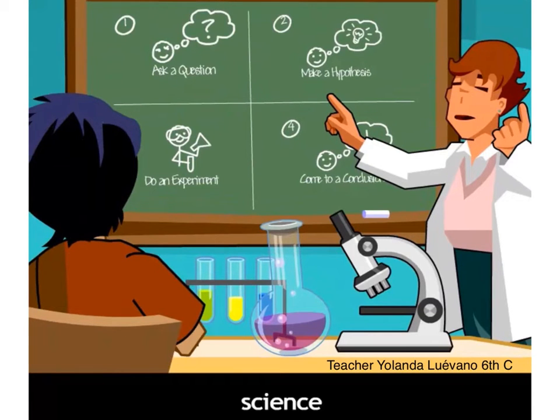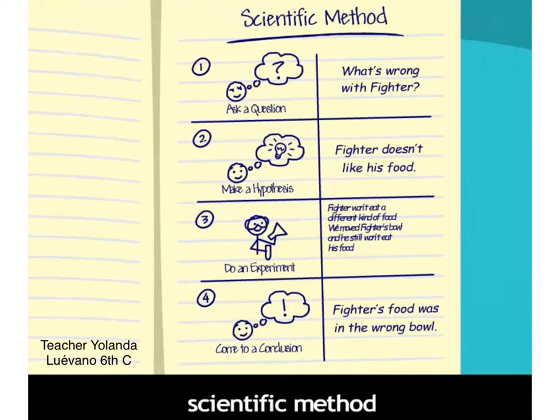Next one is science. The science class. Next word is scientific method. We have to take into consideration that the scientific method has different steps. Step number 1 is to ask a question. Step number 2 is to make a hypothesis. Hypothesis. Let's look at the spelling a little bit better.